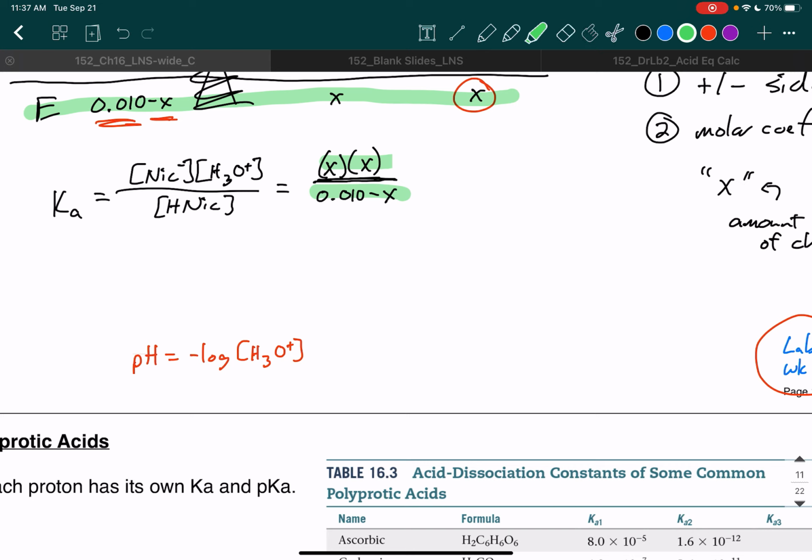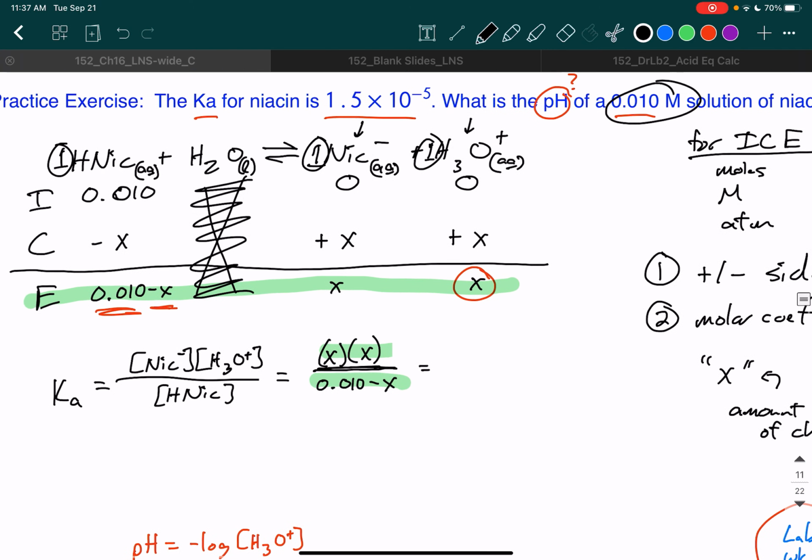Now, how do I say this? How do I approach this? Here we go. Let me do this. Now, at this point, where's the knot? There's the Ka.